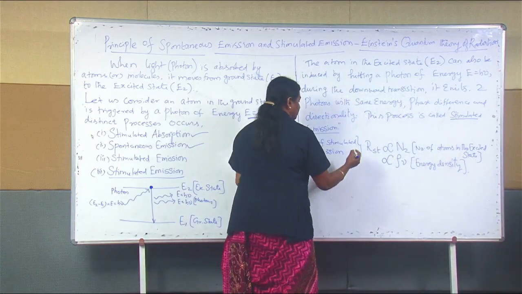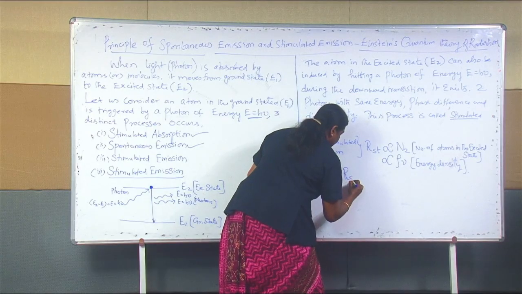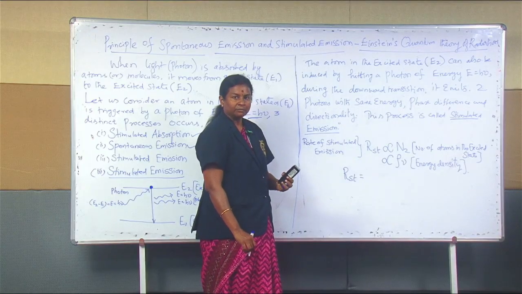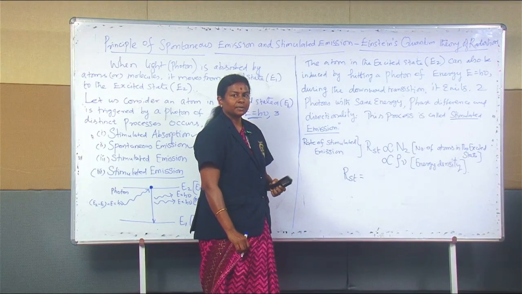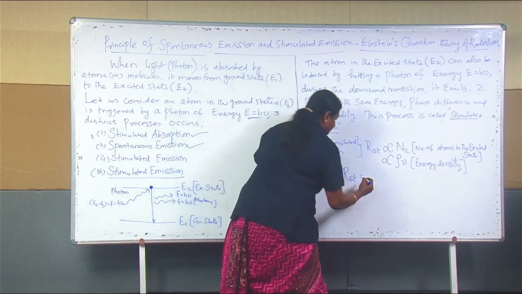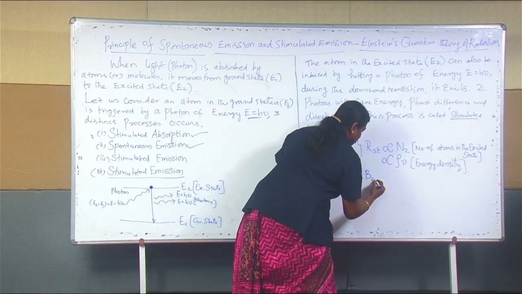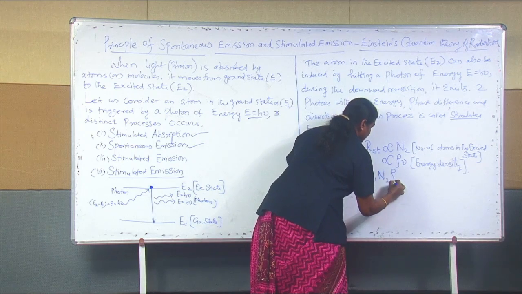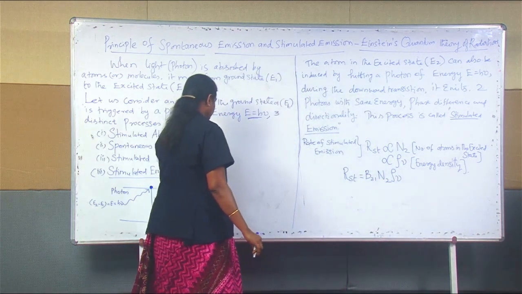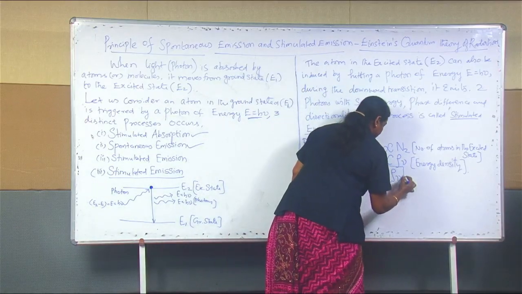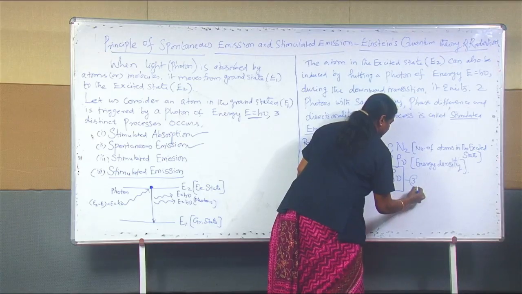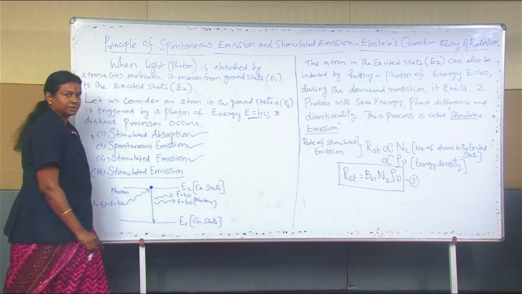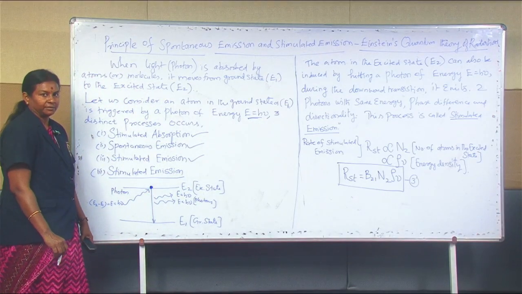Okay, and then we have to introduce the constant. Already we have used B12 for our first process, second process A21. Here also I am going to use B, but B21, the rate of transition, then N2 into rho nu. We can number this as the third equation. So, totally for 3 processes, we have 3 equations. One is the absorption equation, remaining 2 are your emission equations.